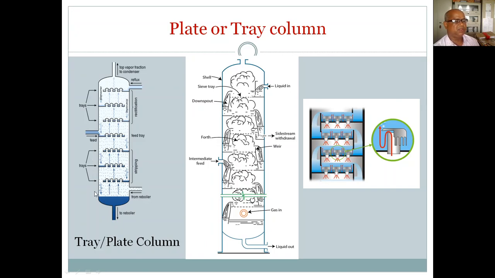This part will be your stripping section, and this part will be the rectification section, because here the more volatile component will come as the top product. So the purity of this more volatile component in the top product will be high, and at the bottom we'll get the less volatile component in high proportion.